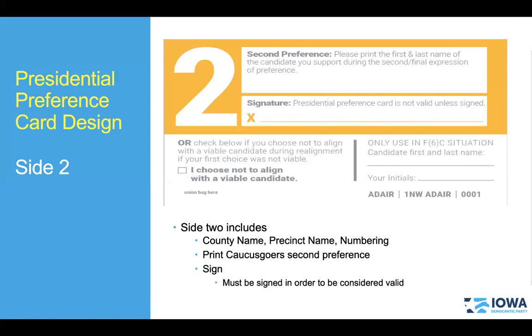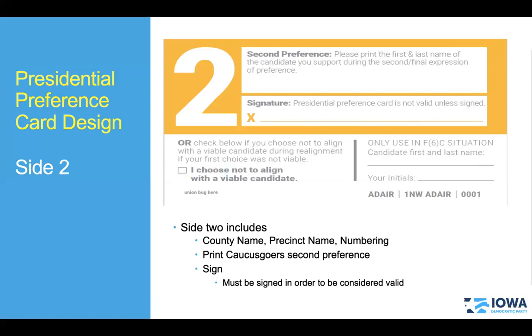In this scenario, your temporary chair, you will announce that Group A must realign because they are the smallest group, and then they will fill out their third preference in this area. So they will again write the first and last name of their candidate they chose to align with a third time, and they will put their initials.